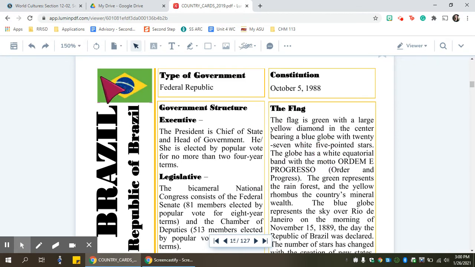The flag. Now, the flag can be seen right here in this top left corner of my screen. The flag is green with a large yellow diamond in the center, bearing a blue globe with 27 white 5-pointed stars. The globe has a white equatorial band with the motto Ordem e Progresso, which means order and progress. The green represents the rainforest, and the yellow rhombus, the country's mineral wealth. That means they have a lot of minerals.